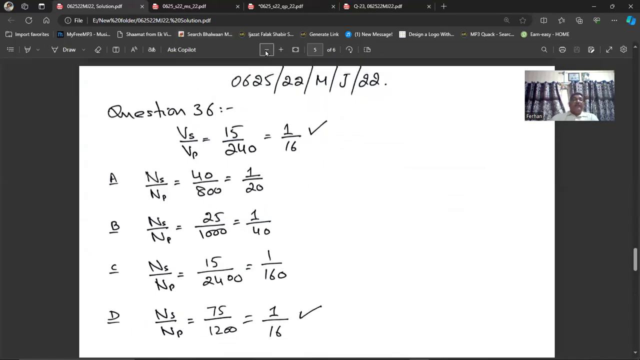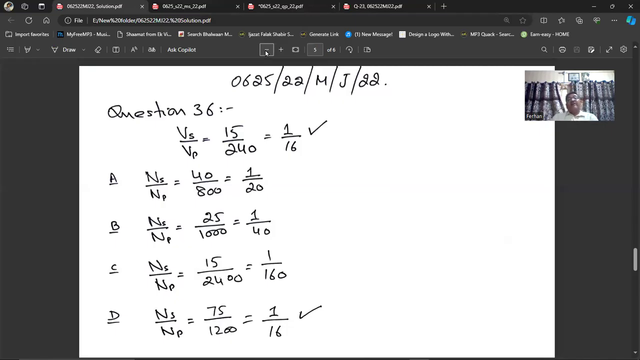Vs by Vp is equal to 15 by 240, that is 1 by 16. In the A portion, the ratio of the number of turns on the secondary to the number of turns in the primary will be 40 by 800, that is 1 by 20. In B, Ns by Np will be 25 by 1000, that is 1 by 40. In C, Ns by Np will be 15 divided by 2400, that is 1 by 160. In D, Ns by Np will be 75 divided by 1200, and that is 1 by 16.